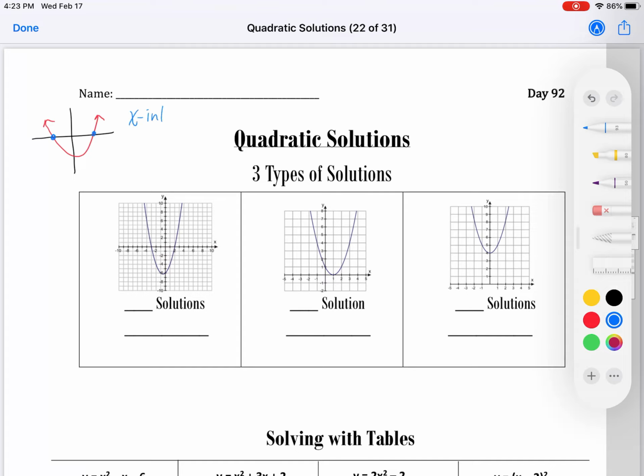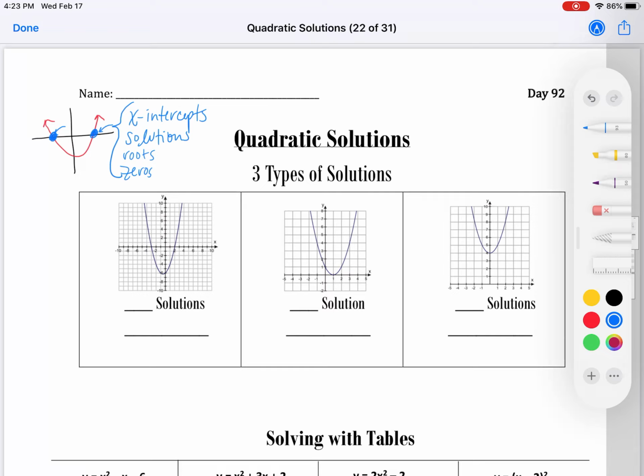Those are called x-intercepts. They're also called solutions, roots, and zeros. So all of these words mean the same thing. It means this ordered pair right here and this ordered pair right here. So this unit, we are now shifting over to only focusing on these ordered pairs right here. So these are quadratic solutions, okay?